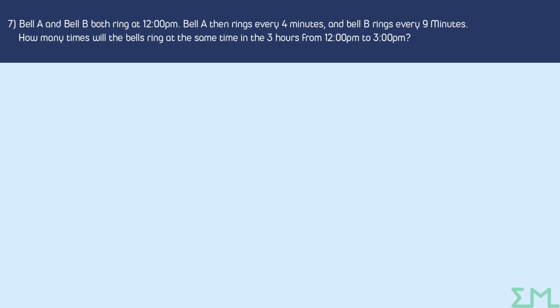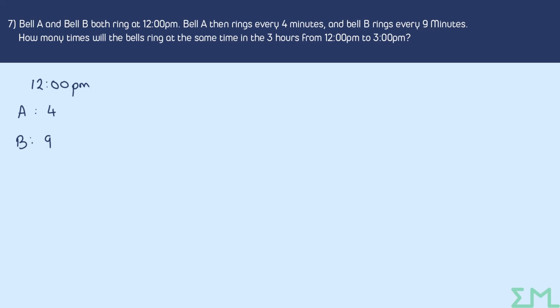If we have a think about this question in particular, then we are told that both bells ring at 12 p.m. We then are told that A rings every 4 minutes and B rings every 9 minutes. How many times will the bells ring at the same time in the 3 hours from 12 p.m. to 3 p.m? We need to work out how long it takes for the bells to ring again at the same time.